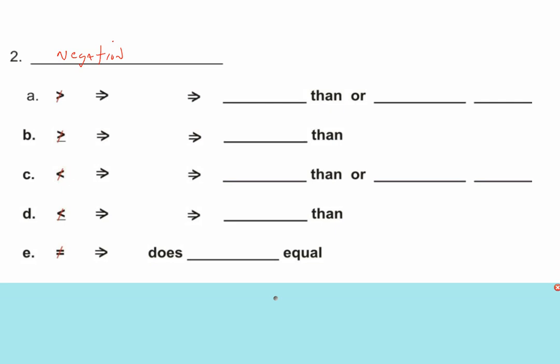Any line through a symbol negates the symbol. Way back in the 80s, there was a popular movie called Ghostbusters. And it had the ghost with the circle with the line through it. Well, the line was the negation.